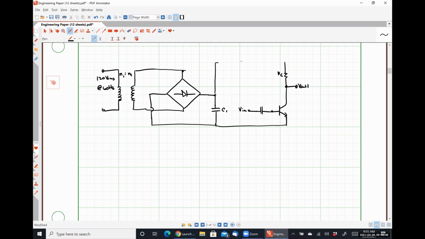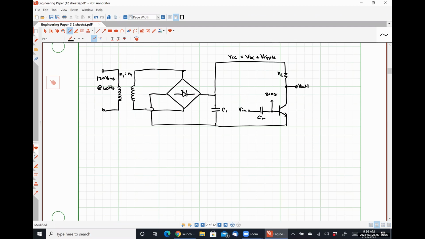Call this guy RC. And up here, we have VCC, which is going to have some DC value plus some ripple. Missing one thing here. Let's call this guy CN. And let's say that connected to this node, there is a biasing resistor network that establishes the DC operating point of the base, right?